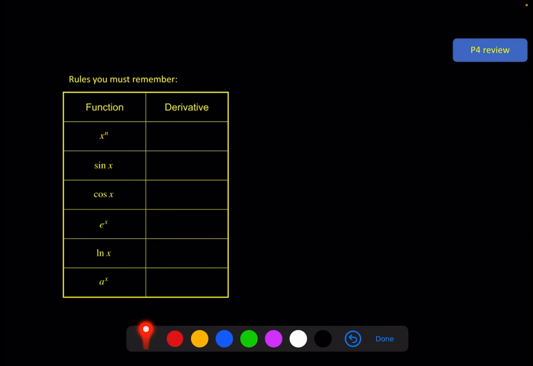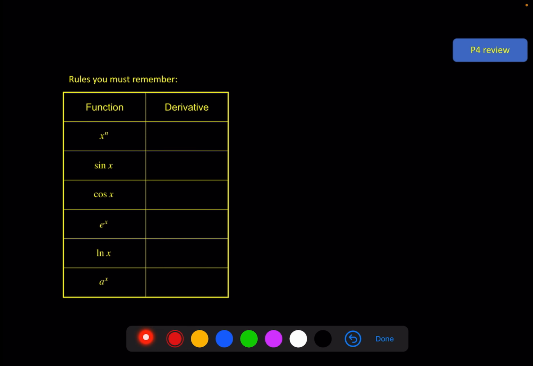Hello and welcome to the first video of the FP2 chapter Maclaurin and Taylor series. This chapter involves a lot of differentiation, so a quick differentiation review on the screen: fill in the table, and if you've got time, write down the chain, product, and quotient rules for differentiation.